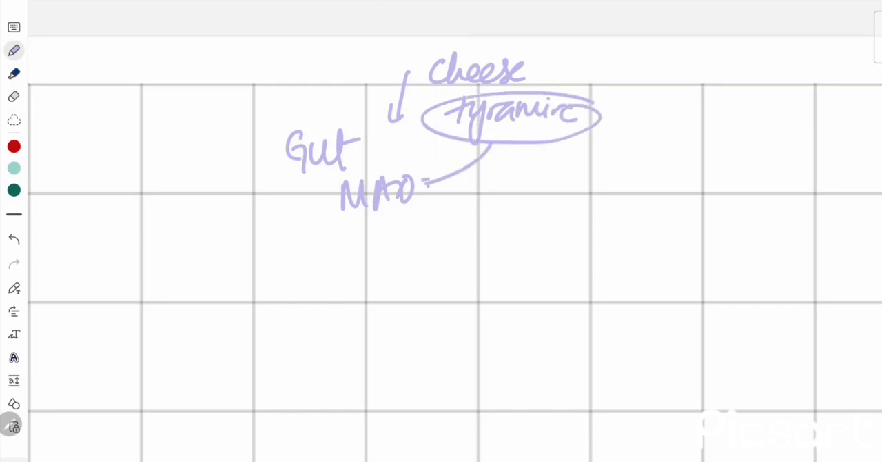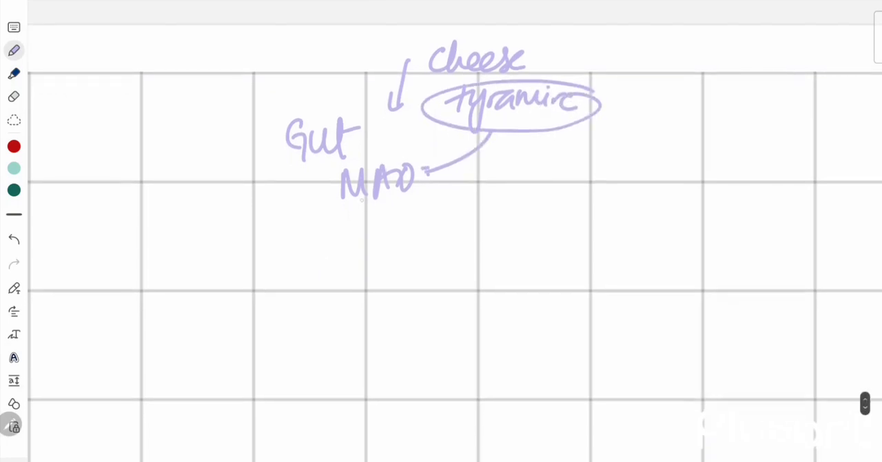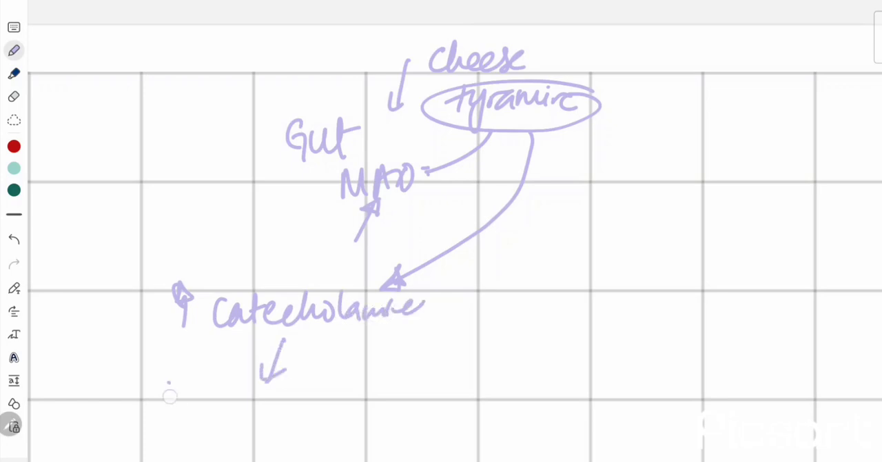This tyramine is degraded by MAO. But when you have MAO inhibitors, this tyramine cannot be degraded. And this tyramine causes increased amounts of catecholamines. And that is going to get your patient into a hypertensive crisis. Okay, so you need to know this.